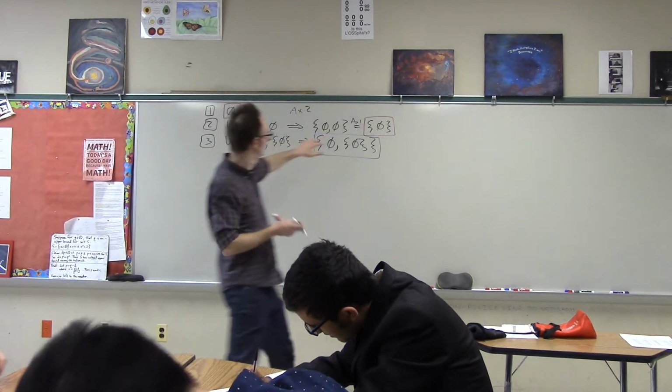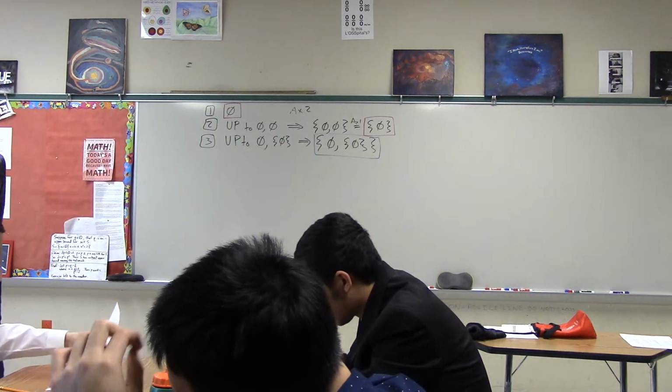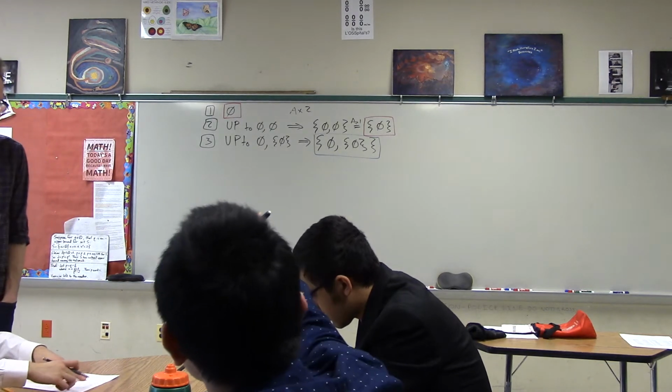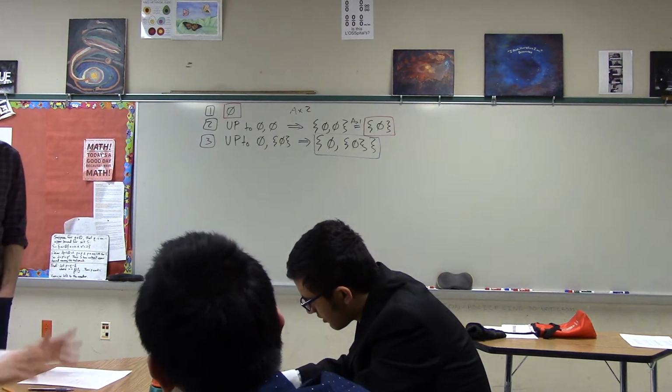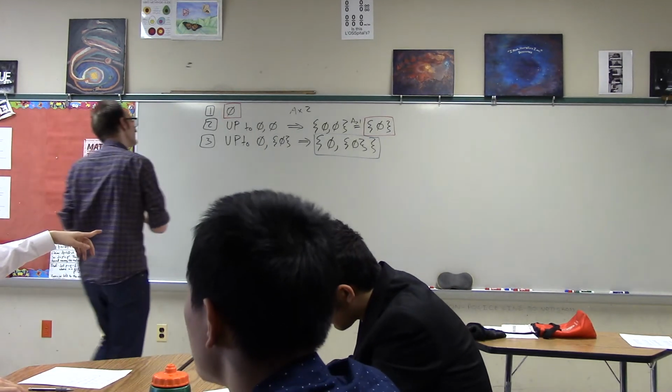How do we make the set of the set? You can just make a set of a set with a bunch of pairs. You keep on unordered pairing things together until you end up with unordered pairs. Yeah, you unordered pair two of those, and then you get a set.